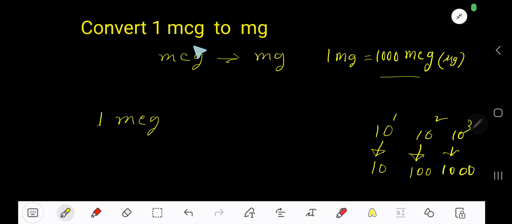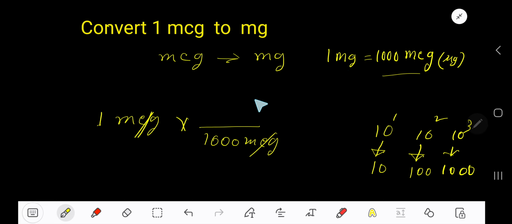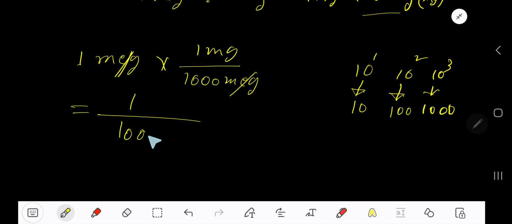How to convert 1 microgram to milligram? 1 milligram is equal to 1000 microgram. So to cancel the microgram part, it will be the denominator, so that you can easily cancel. This part will be the numerator. 1 times 1 is 1, then 1000 milligram. So 10, 100, 1000, these are called powers of 10.